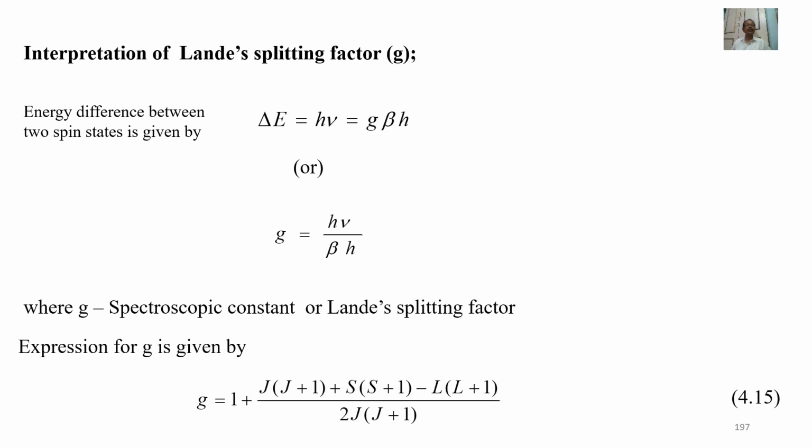Interpretation of the Landé g factor, the Landé splitting factor. The energy difference between two spin states is given as ΔE = hν, which is equal to gβH, and we can calculate g = hν/βH, where g is a spectroscopic constant or the splitting factor. The expression for g is given as g = 1 + [J(J+1) + S(S+1) − L(L+1)] / 2J(J+1), where J equals L plus S, as we know already.